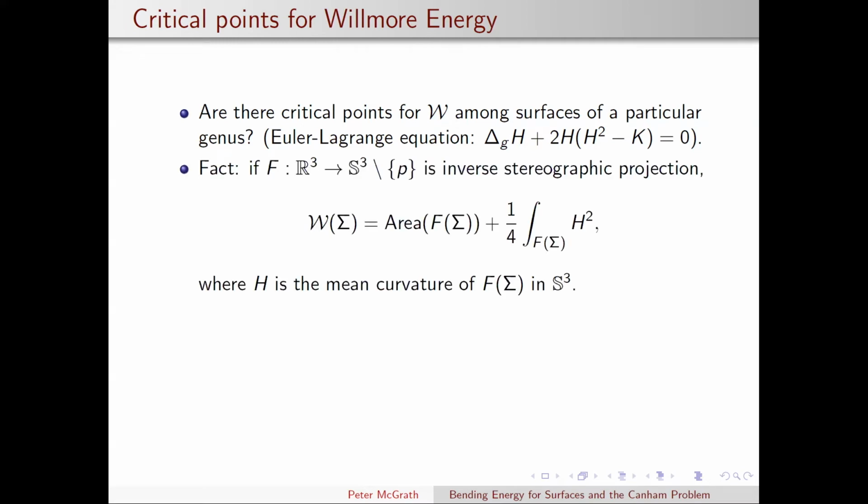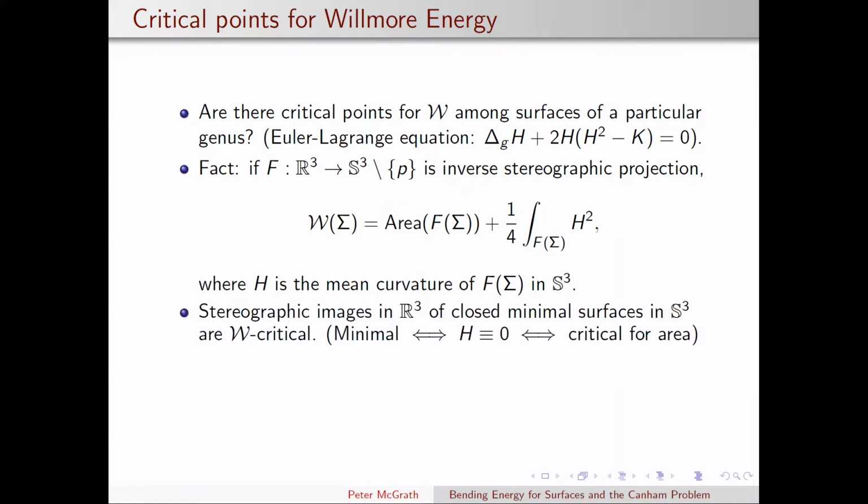So I go in a different direction, slightly more geometric direction. So here's a fact. So if I take stereographic projection and I take R3 to S3 minus a point, it turns out the Willmore energy of my surface turns into the area of the image surface in S3, plus basically the version of the Willmore functional in S3, where here the mean curvature is the mean curvature of the image surface in S3. So what this means is that if I'm searching for critical points of this, I can search for critical points of these 2 things in sum.